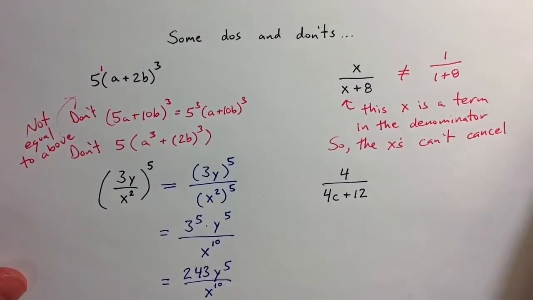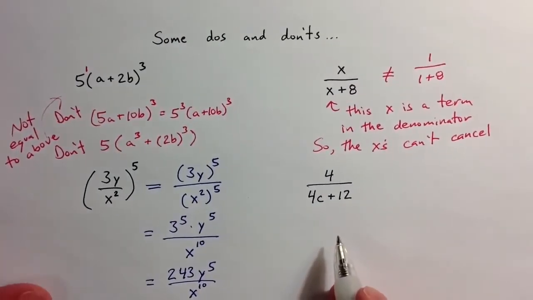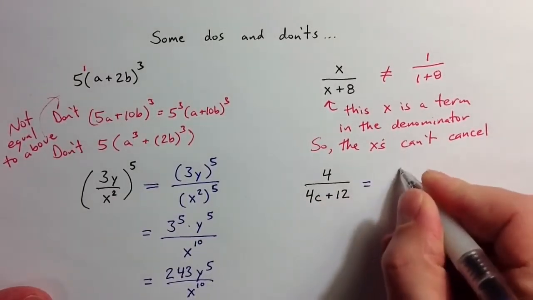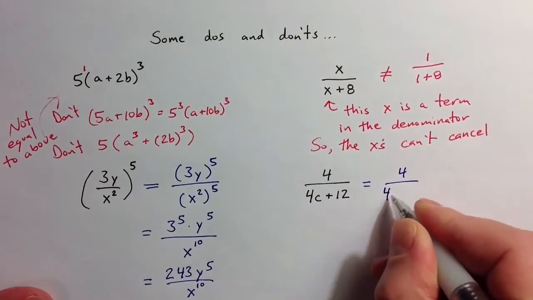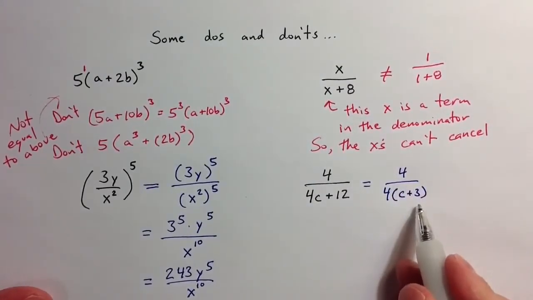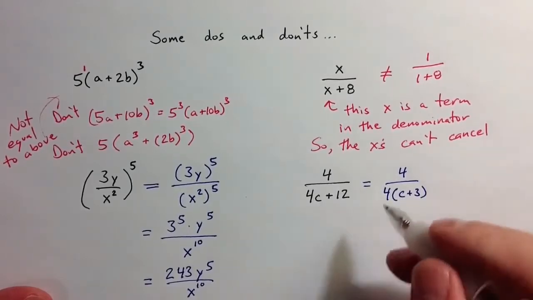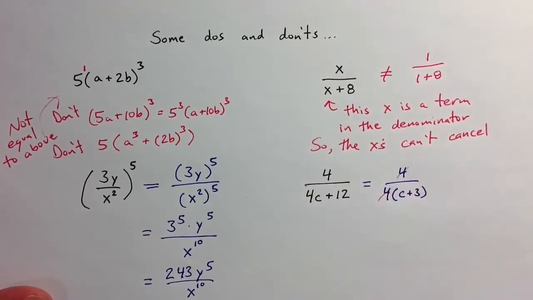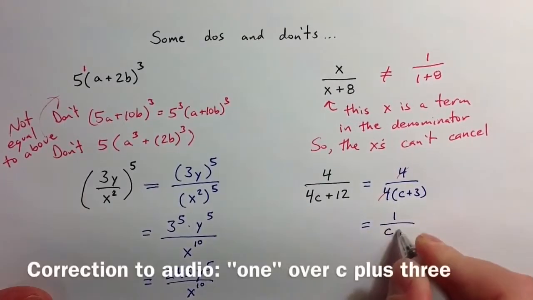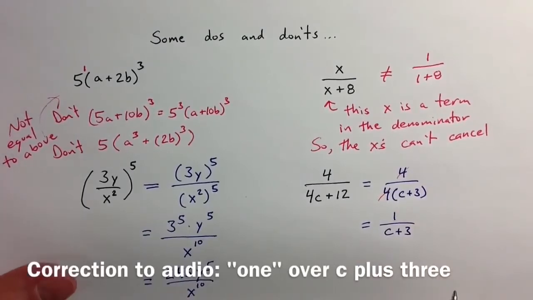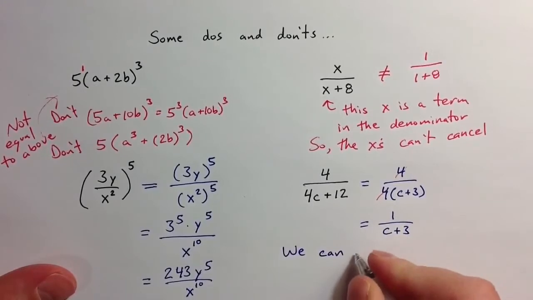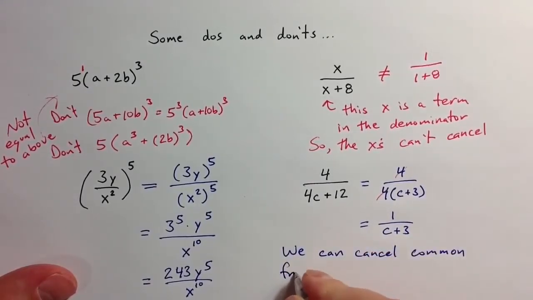On the other hand, in the lower fraction, the 4 is a common factor. This is the same as 4 over 4 times c plus 3, because 12 is 4 times 3. And so now I can cancel the 4's and write this in a simpler way as 4 over c plus 3. So when working with a fraction, we can cancel common factors from the numerator and denominator.